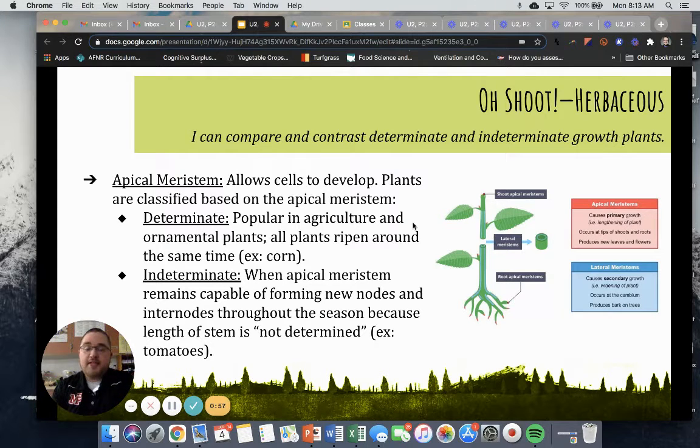Indeterminate, on the other hand, is when the apical meristem remains capable of forming new nodes and internodes throughout the season because the length of the stem is not determined. An example of this would be vine tomatoes. We're going to stop here for now, and I'm going to have a nice little graphic on the next slide that elaborates on this a little bit more.